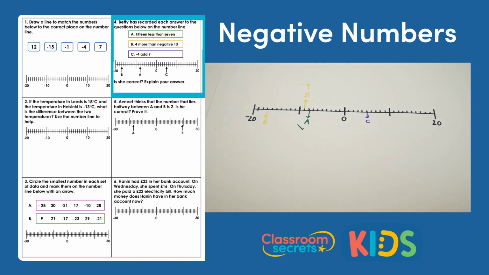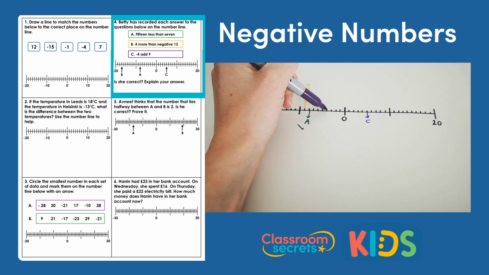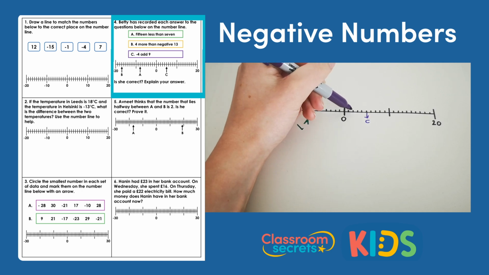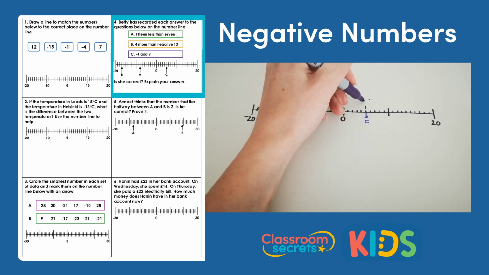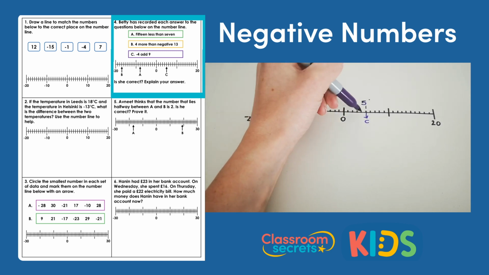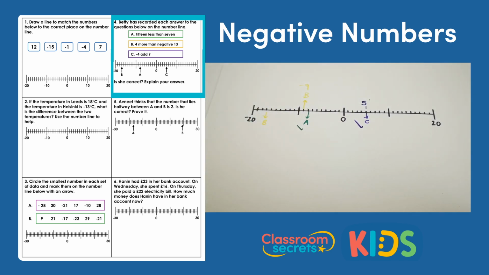So let's check C. C says negative 4, add 9. So if we start at negative 4, which is here, and we count on 9, 1, 2, 3, 4, 5, 6, 7, 8, 9, we know Betty's correct because that is 5 and she's got that correct. So, is she correct? Explain your answer. Betty is incorrect. A and C are correct, however B should be on negative 9.